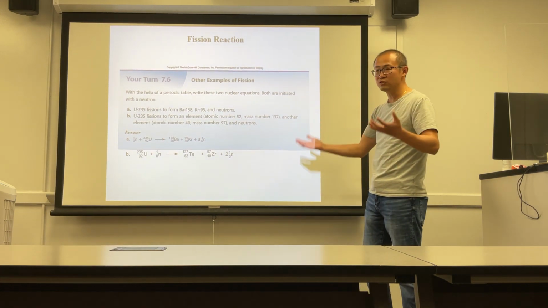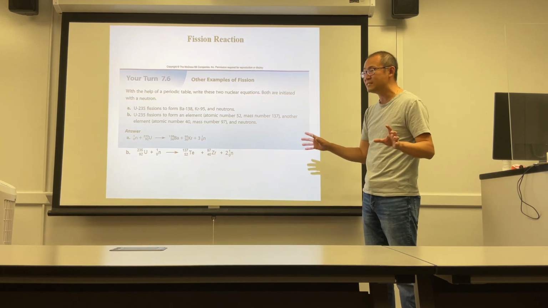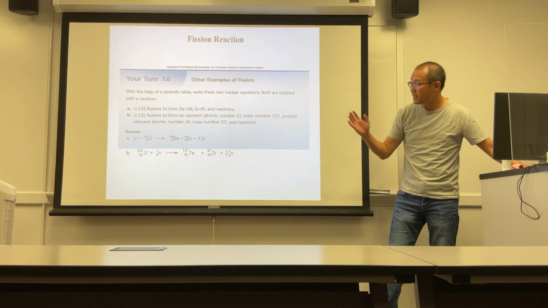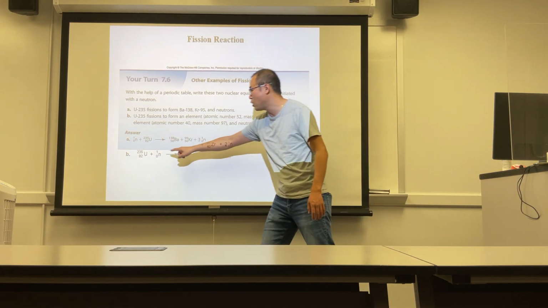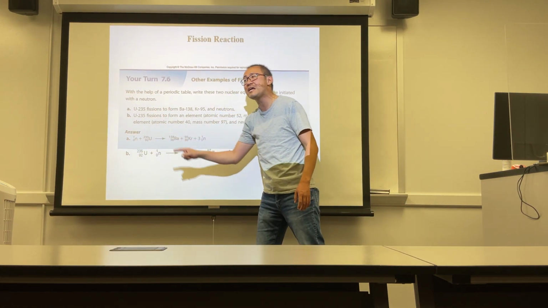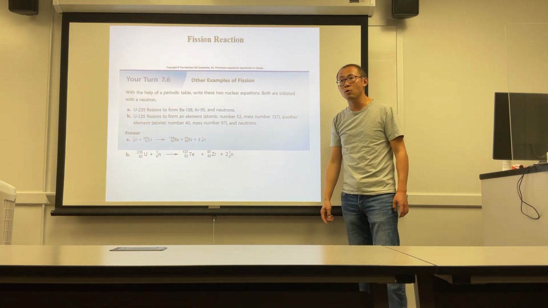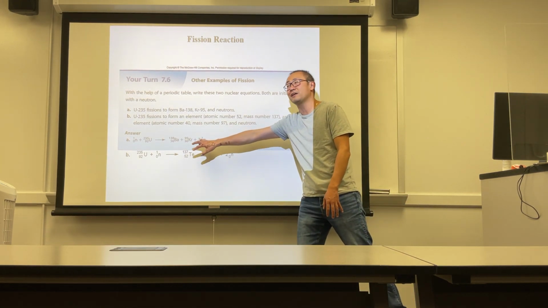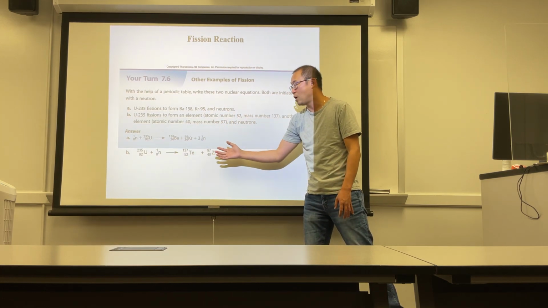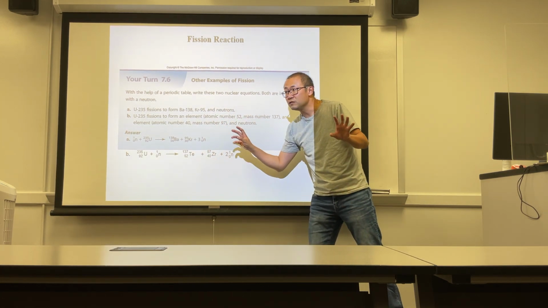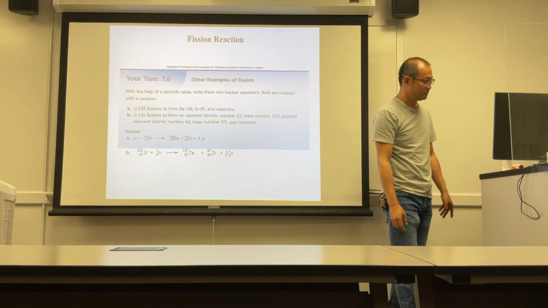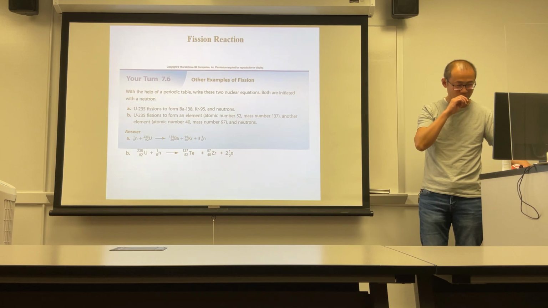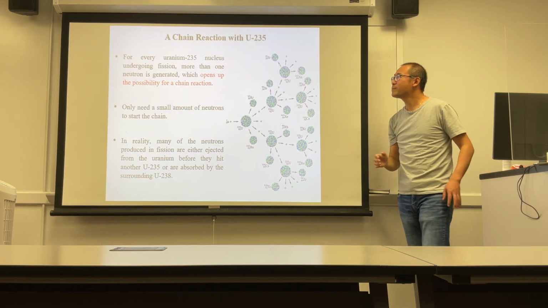Okay, that's why I want you guys to practice. These questions are easy, but you have to get an idea of what fission is. In fission, you have to start with a neutron hitting a fissionable isotope, mostly uranium-235. And then you have to, based on the periodic table, figure out what the daughter or the split particles are. Make sense? All right, next.